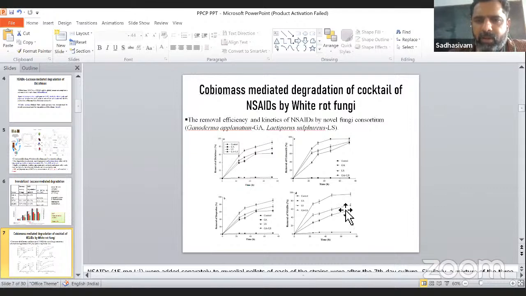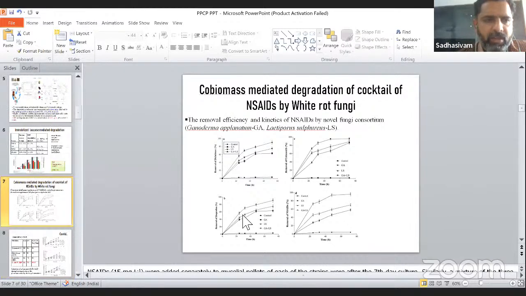So here two different fungal strains are used. For the earlier one which I have shown you, it is only the enzymes that are extracted from the fungi. Here the fungi alone are used for the degradation of a group of drugs. Basically two different fungi are used, Ganoderma lucidum and Laetiporus sulphureus. So those two fungal strains are used for the degradation of cocktail drugs.